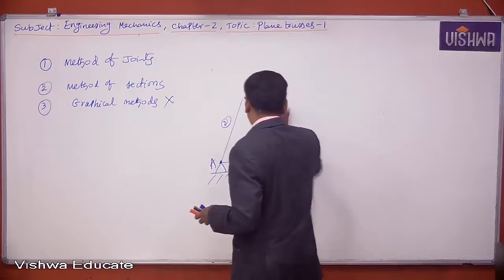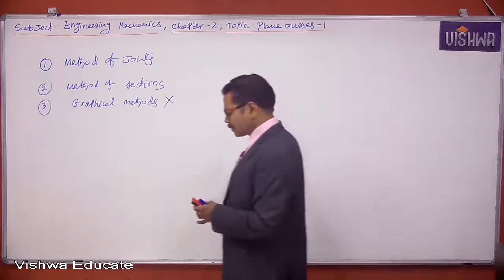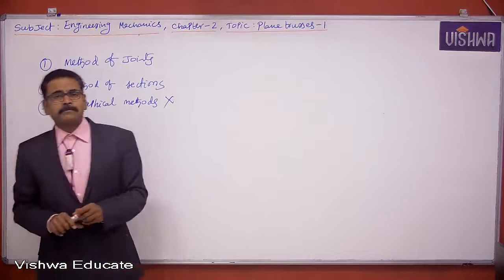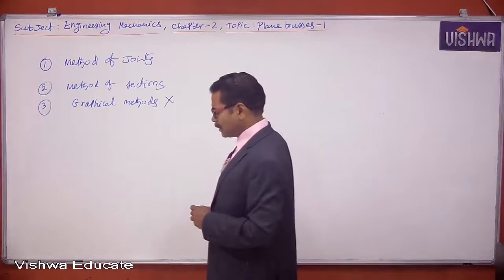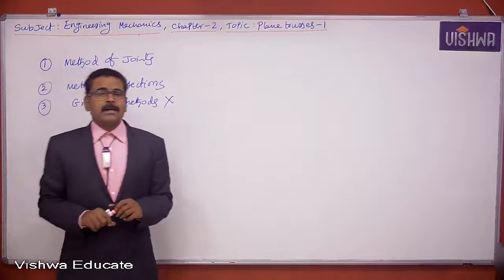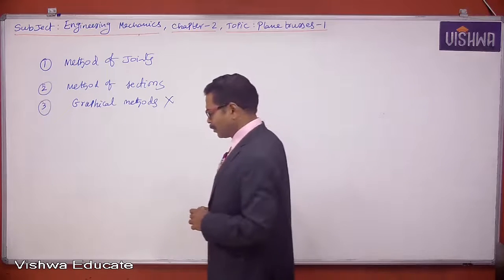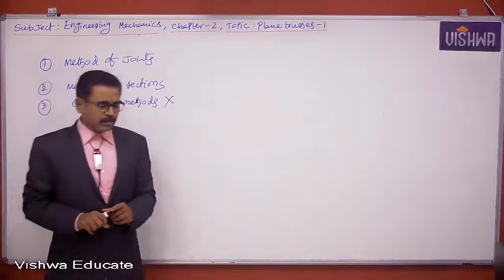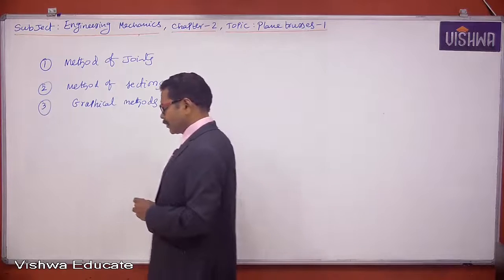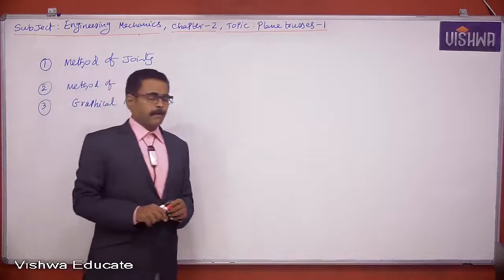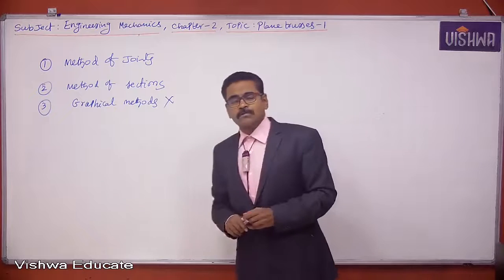Next, the third shortcut is: if three members are joined by a pin joint without any external load, and if two of those members are collinear, the third non-collinear member carries 0 load. This is a very, very handy shortcut.